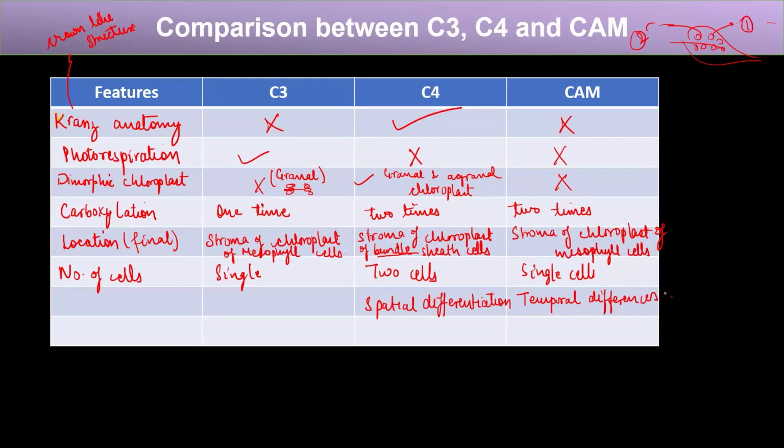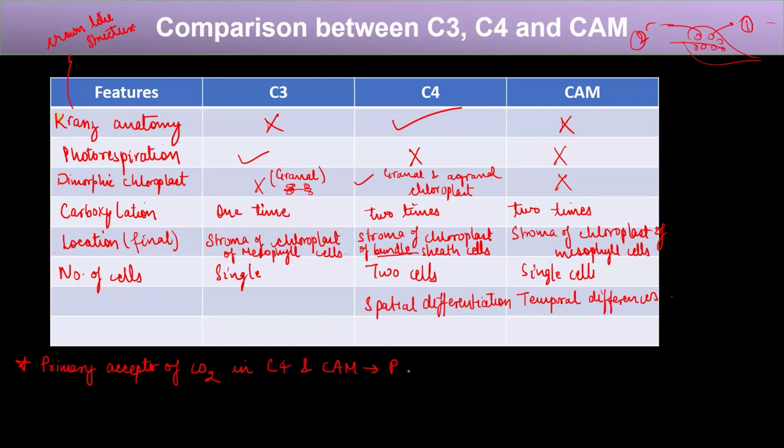Now we know about the C4 cells. It has a lot of properties. So this is about the C3, C4 and CAM cycle differences. Now, one important thing: if we talk about the primary acceptor of CO2, in the case of C4 and CAM, what is it?